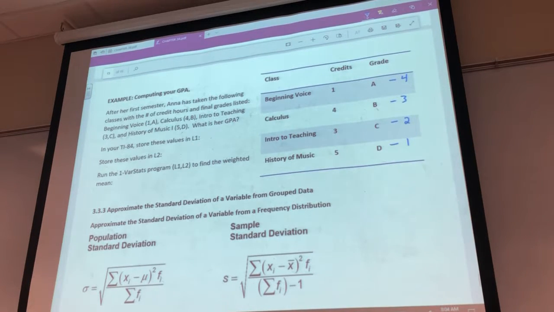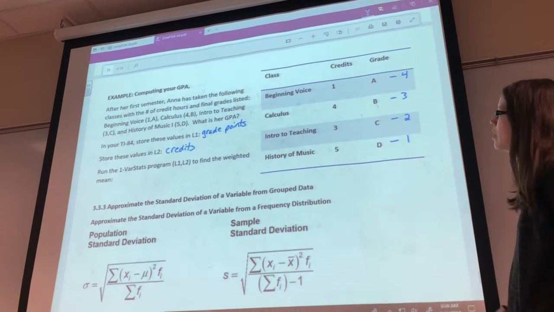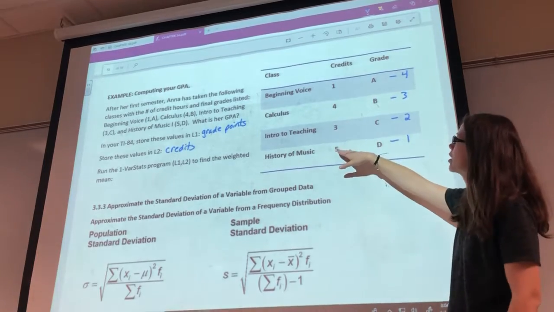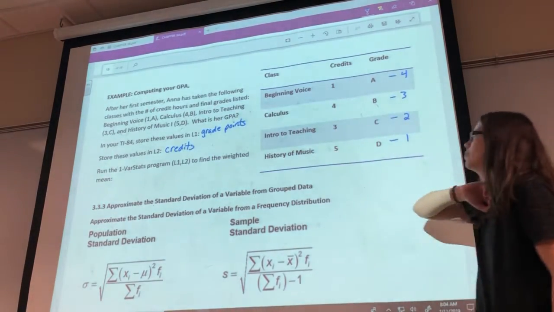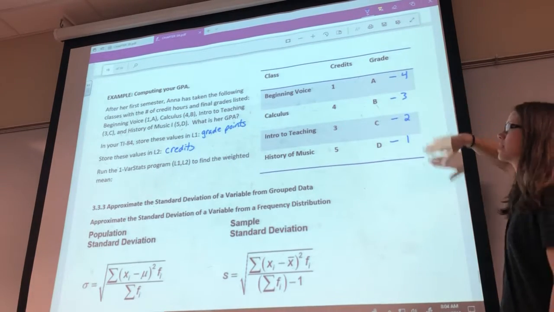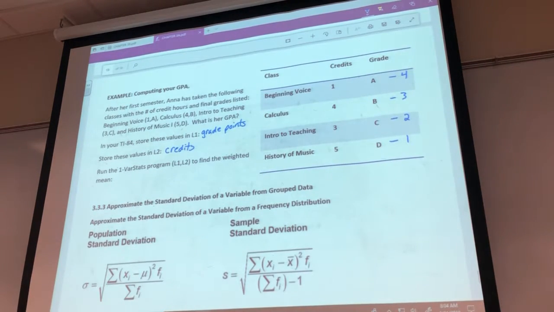So you're going to put your grade points in L1, and then in L2 you're going to put how many credits each of them are. That's going to be your weight or your frequency. So not all of these classes are going to be weighted the exact same. Here you've got history of music, that's 5 credits. It's a lot more than beginning voice, which is only 1 credit. So you don't want to just take the average of these because it's going to give you the wrong answer.